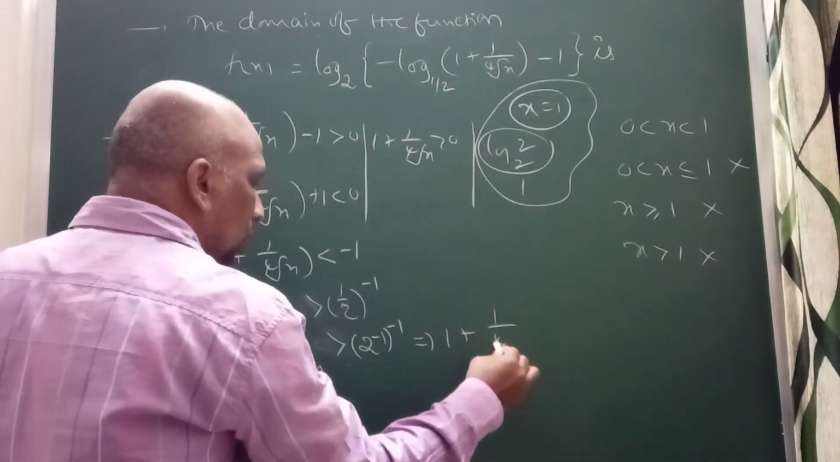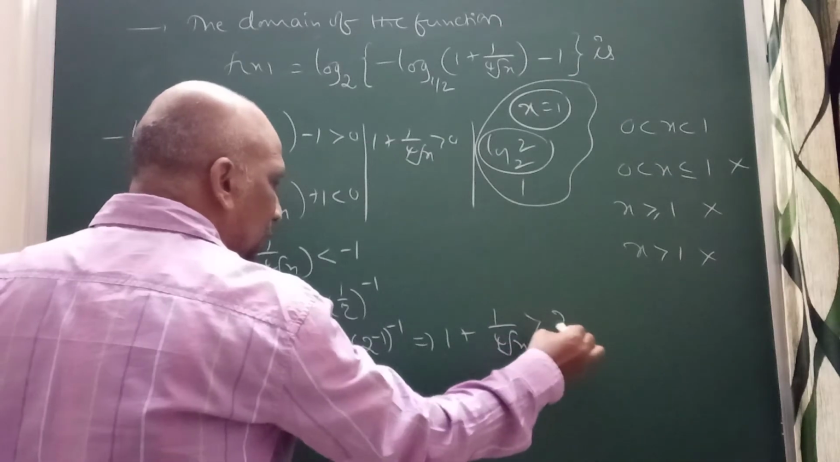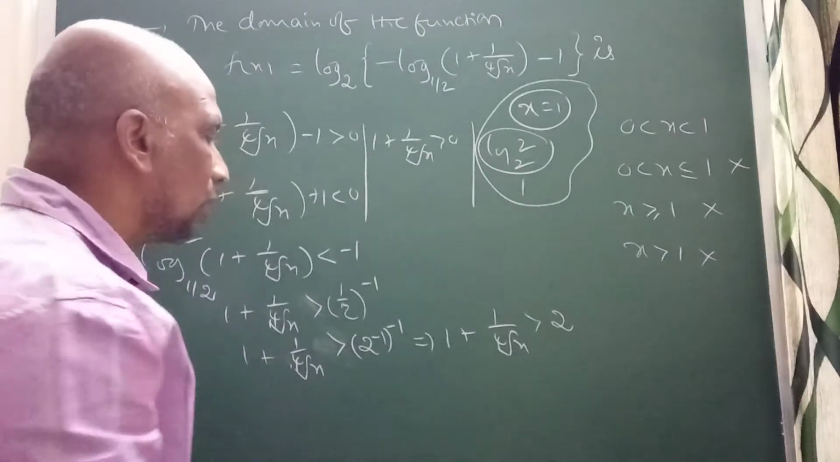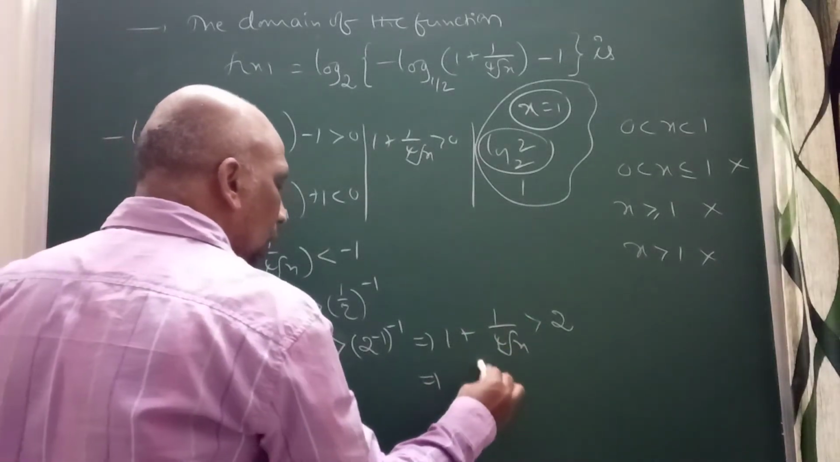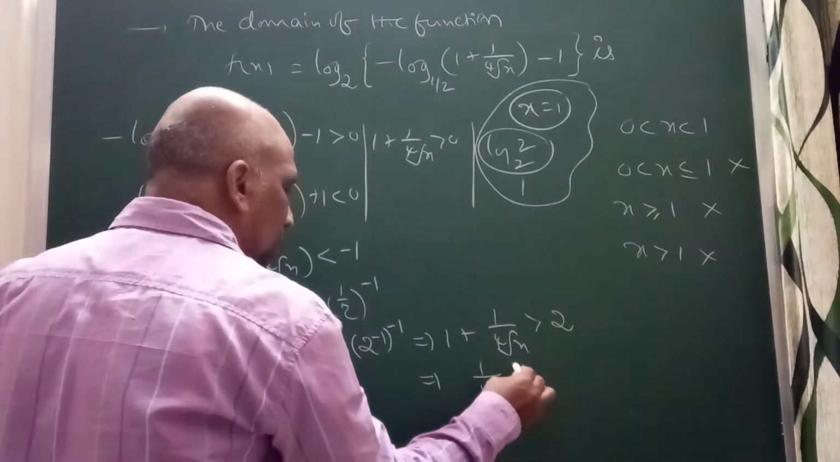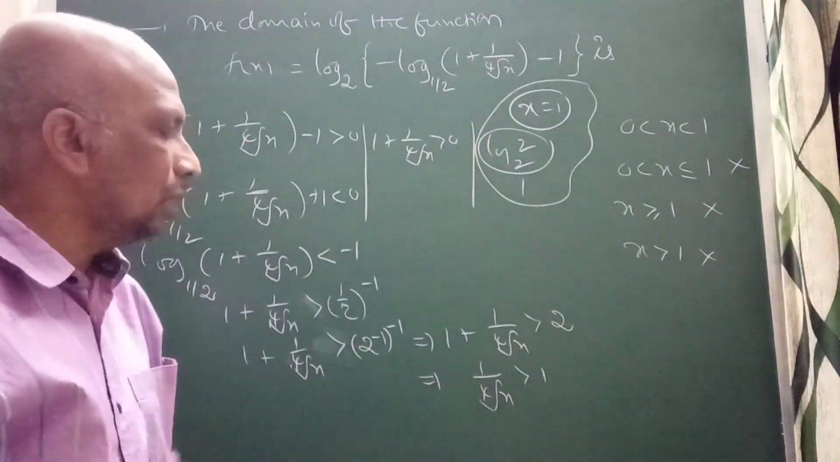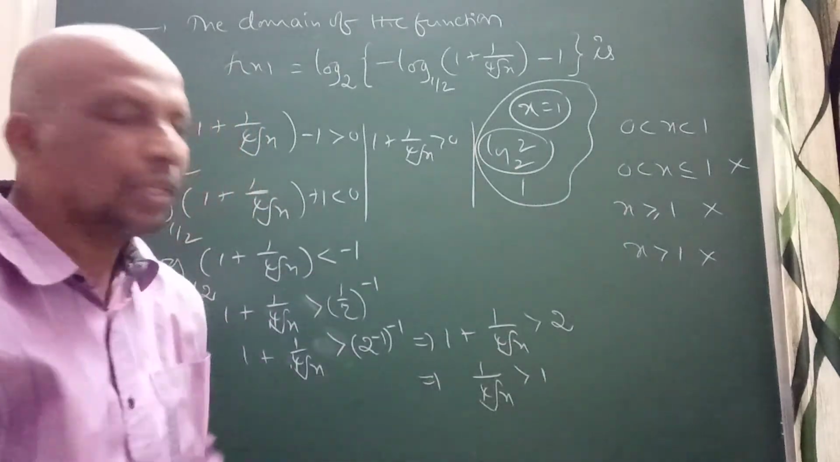1 plus 1 by 4th root of x greater than 2. That value should be more than 2. So this value more than 2 means what can you conclude? Definitely this value 1 by 4th root of x greater than 1. Correct. This value greater than 1, that is, 1 plus it you get greater than 1. Or you can take it 2 minus 1 greater than 1.